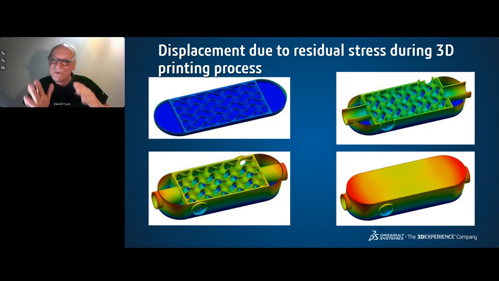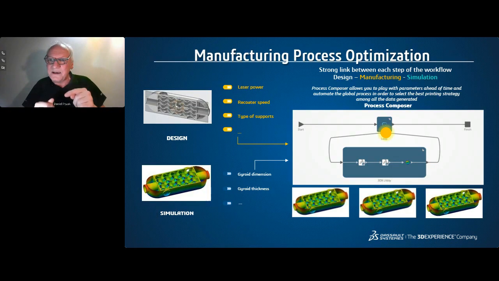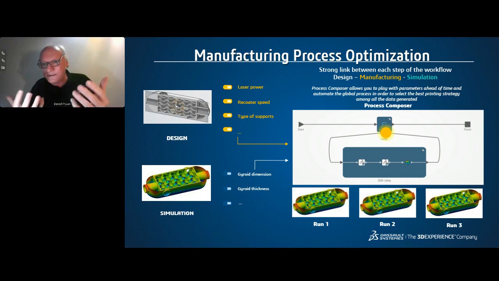Okay? And now, as we were able to use Process Composer to optimize the design, we are also able to use Process Composer to optimize the parameters of the machine: the laser power, the recoater speed, the type of support, this is more geometry, and also versus, for example, the gyroid dimension and the thickness. So we can now run a manufacturing process to double check and optimize either the geometry or, more than that, the parameters of the printing process to be sure that the part will actually be printed right.